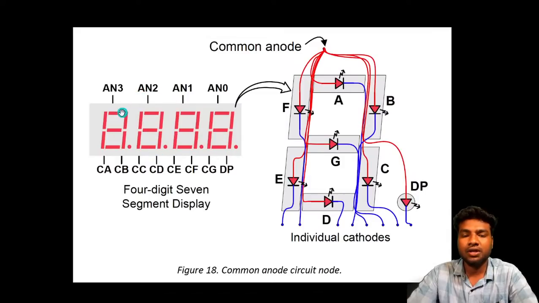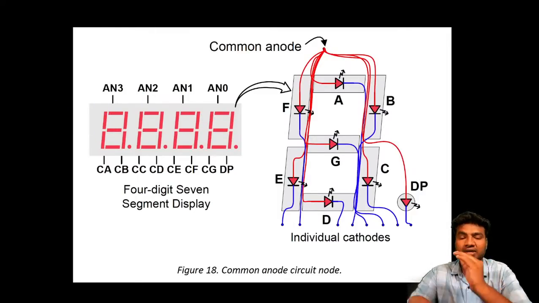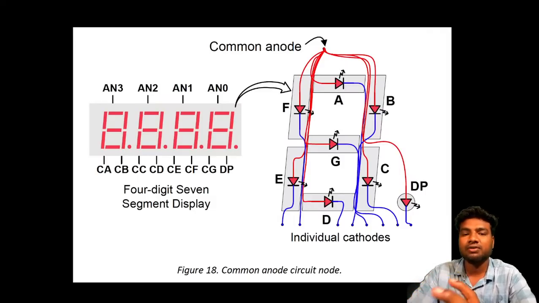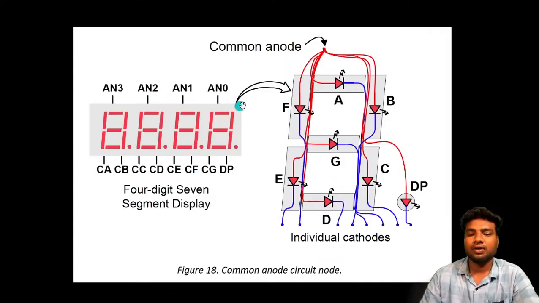So if you want to use multiple seven segments, here we have 4. If you want to access all 4, we have to use multiplexing. Multiplexing is nothing but changing from one seven segment to another seven segment with a delay.